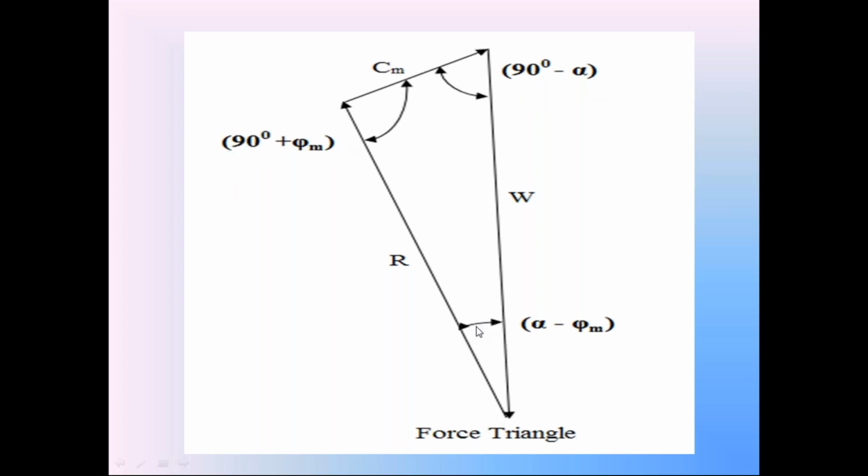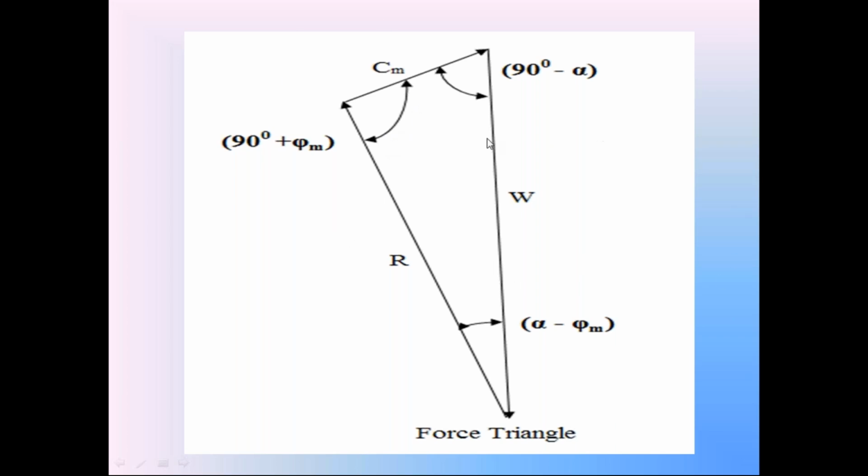You will get this third angle. The third angle is equal to alpha minus phi m. So in this force triangle, the angle between W and Cm is 90 minus alpha, the angle between Cm and R is 90 plus phi m, and the angle between R and W is alpha minus phi m. This is the force triangle of the soil wedge ABD.